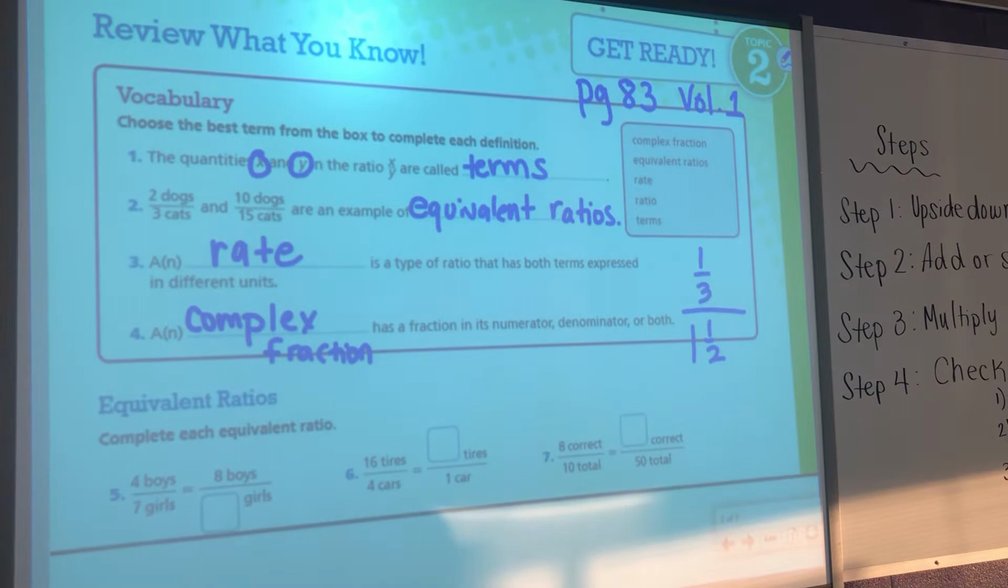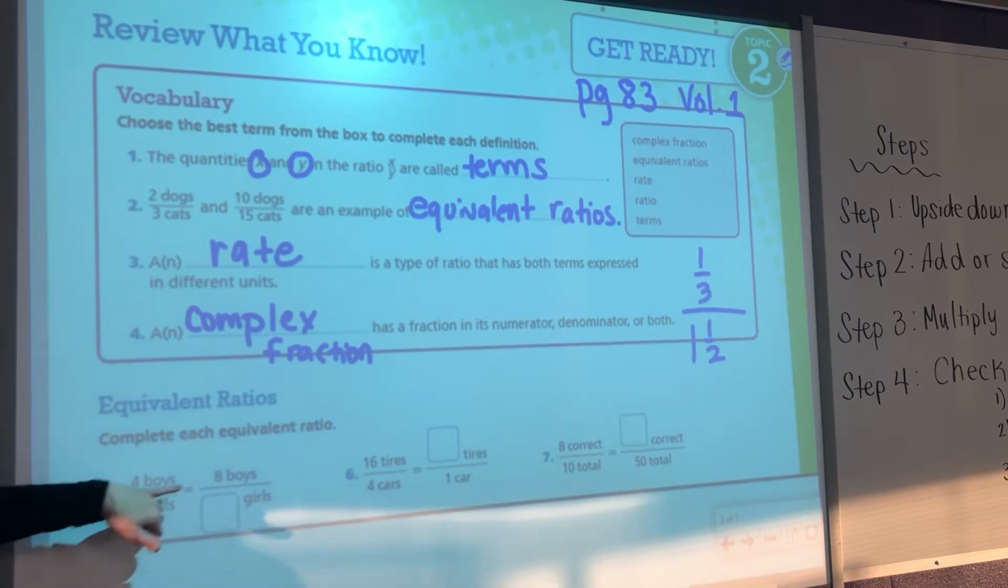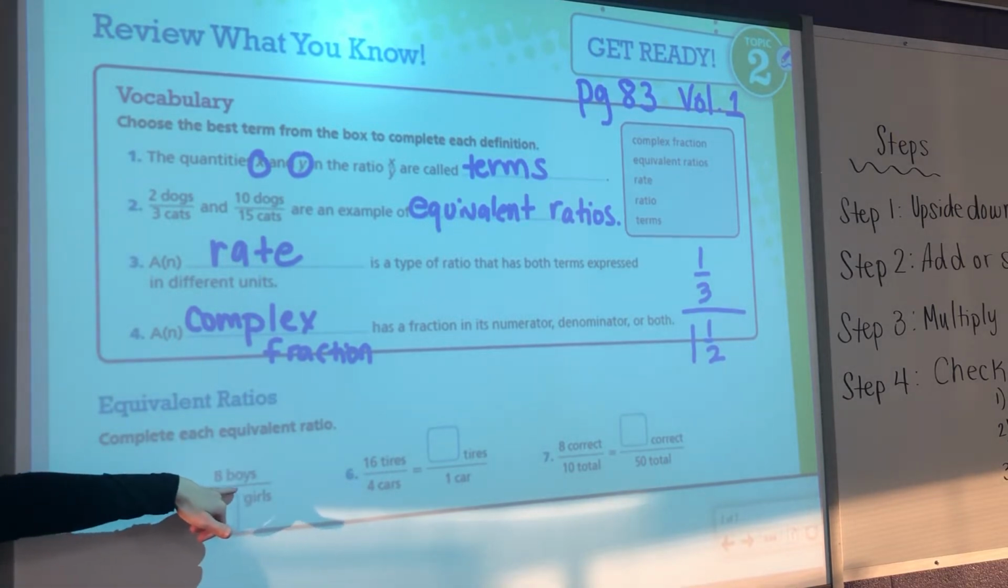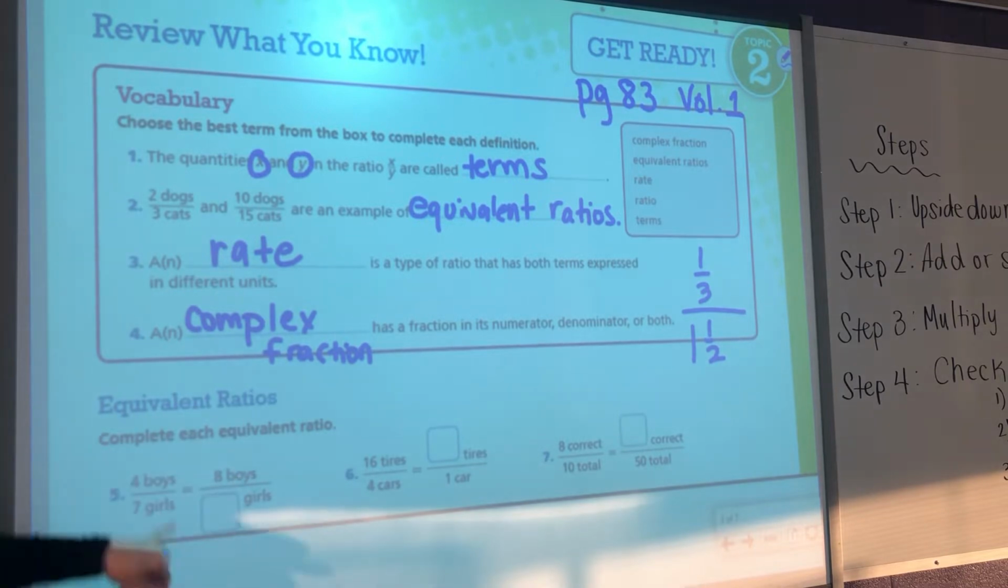All right, now, equivalent ratios. Those are ratios that are equal. We can also say equivalent fractions. That might help us remember what that means. So, if we've got 4 boys to 7 girls, how do I get from 4 boys to 8 boys? Multiply by 2. So if I multiply 4 by 2, I also need to multiply 7 by 2. So 7 times 2 would be 14. 14 girls.